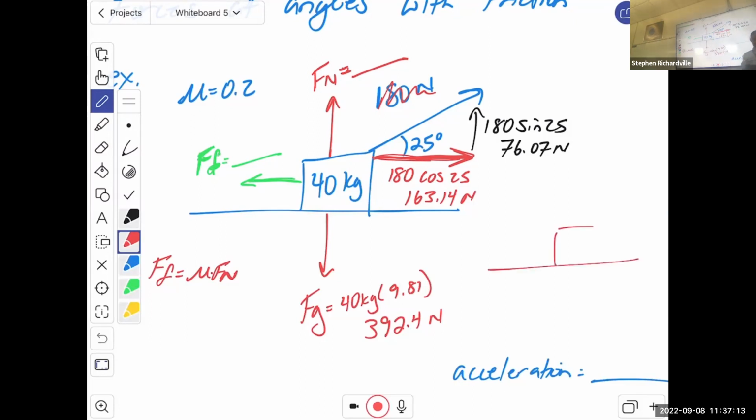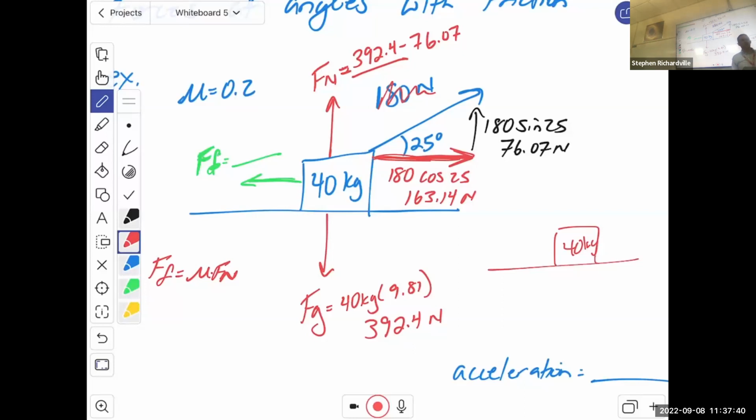If it's just like this, but if I start to lift up on it, then the normal doesn't have to hold all that. It's a missing up and down force that's going to make the ups equal the downs. So in this case, the normal is actually 392.4 minus 76.07. And hopefully that makes sense.